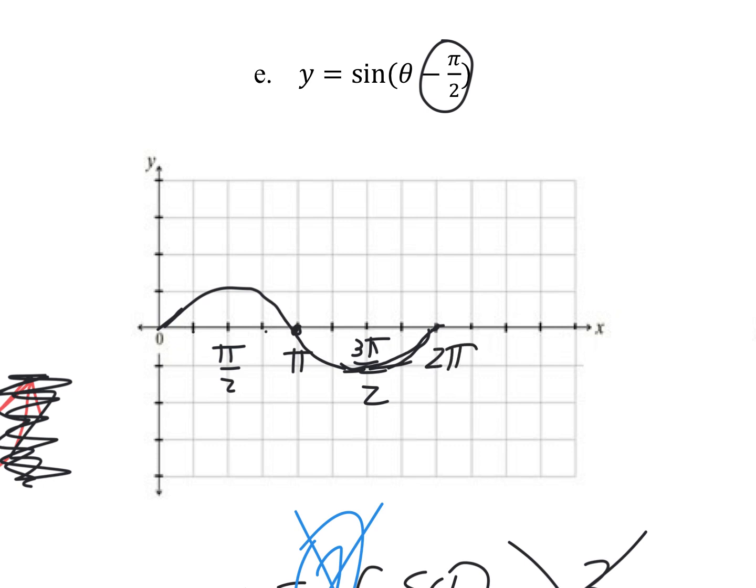Okay, now, if I want to shift it to the right pi over 2, how far is pi over 2? It's that far. So everything moves over 2 marks. This moves over 2 marks. This moves over 2 marks. This moves over 2 marks. Everything moves over 2 marks. You can finish it from there. I think you get the idea.